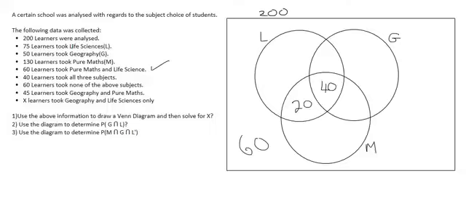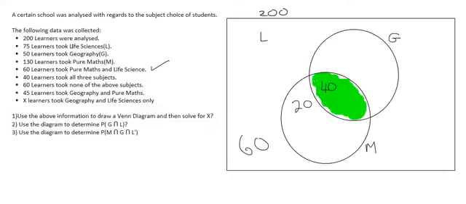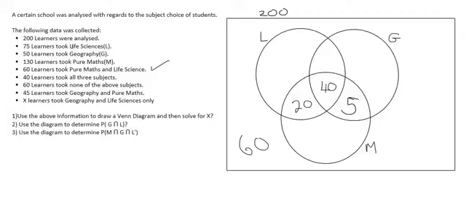45 learners took geography and pure maths. Well, geography and pure maths interlink here. First I'll just take the life sciences circle away. I'll then put the life sciences circle back. And they have told us that that part, the interlink between geography and maths, there are 45 people. Well, we already have 40 people in the one part, so we can just fill in a 5 over there.